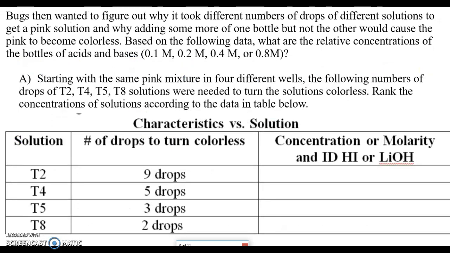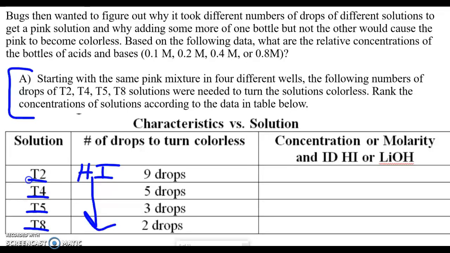So now we've got to figure out what each of these bottles are. T2, T4, T5, and T8, if we look up at our data, all of those are acids. So all of these are hydrogen iodide all the way through. These are all acids. It says right here in A, starting with the same pink mixture in 4 different wells, the following numbers of T2 through T8 were added to turn the solutions colorless.